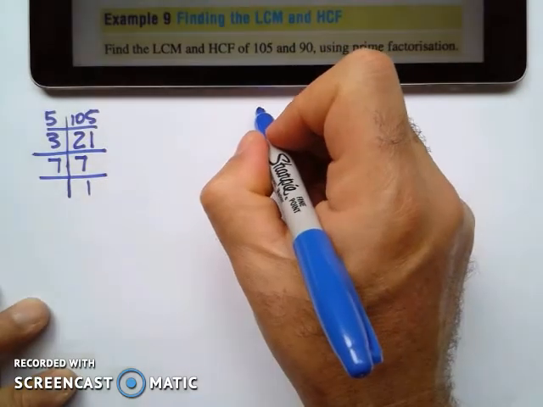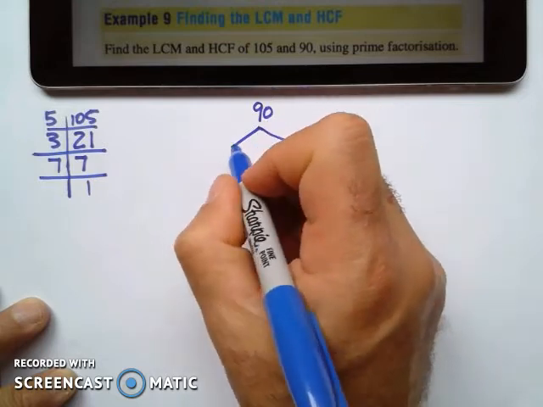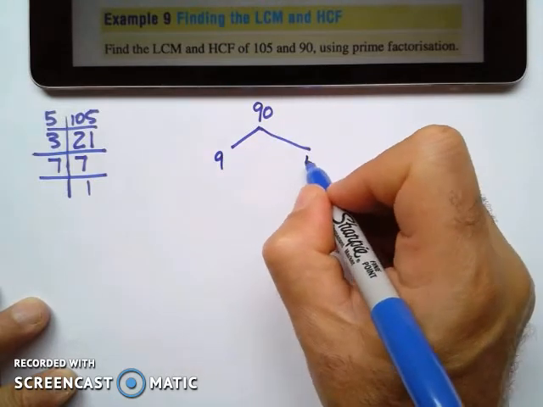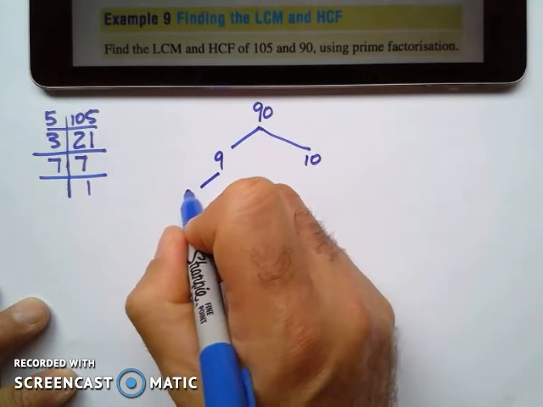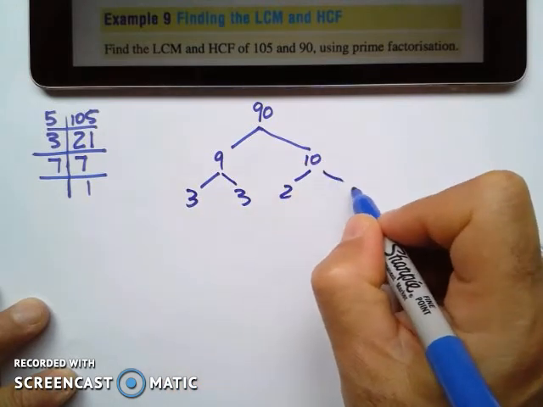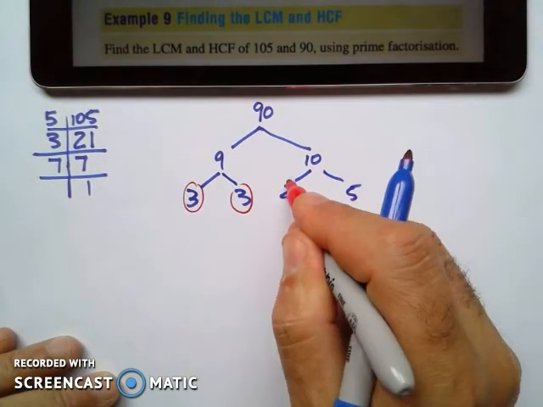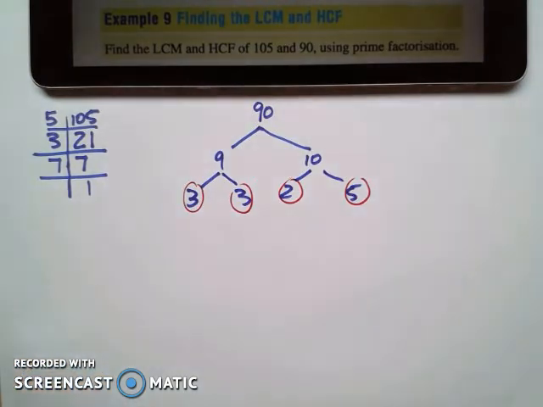I'm going to do 90 using the factor tree for those who prefer that. 90 looks like 9 times 10. 9 is 3 times 3, and 10 is 2 times 5. Remember, I circle every time I get a prime. And then for my hint.